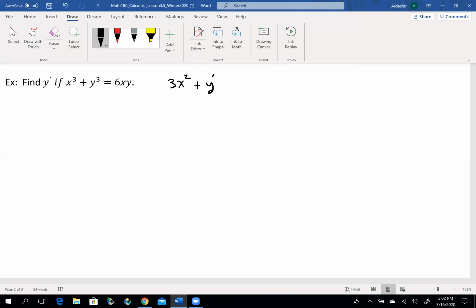That's the dy/dx. So we take a derivative of mother, and then we take a derivative of baby, that is y cubed. So it's going to be 3y squared, equal to, and then 6 times x times y. Actually, I'm going to use the multiplication rule: derivative of the first function times the second plus the second times the derivative of the first. So it's going to be 6x times the derivative of the second, which is just y prime.